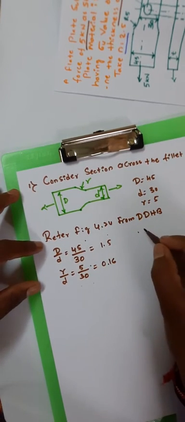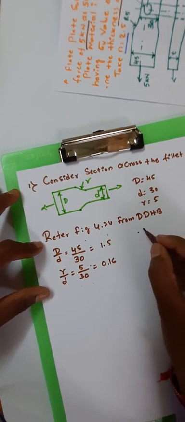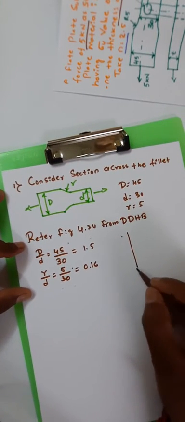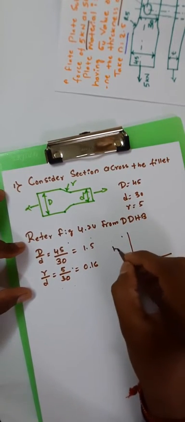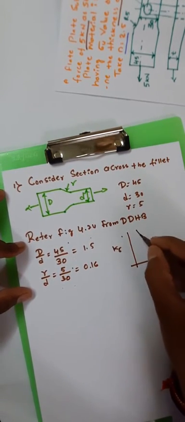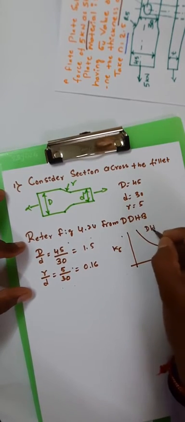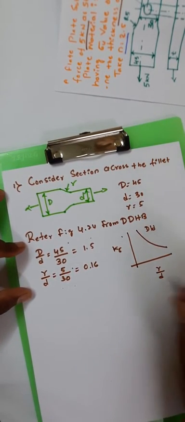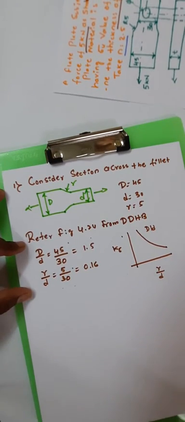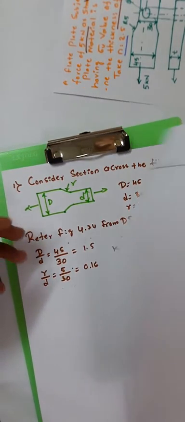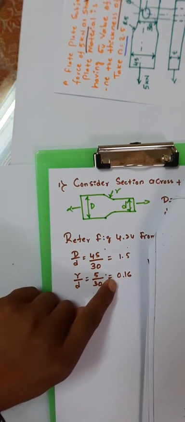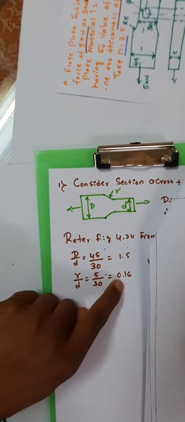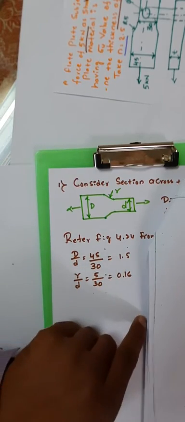Okay, so from figure number 4.24 from the design data handbook, in the x axis we have r by d, and in the y axis we have k sigma. Here we have capital D by d. So with respect to the fillet, consider the section across the fillet. Now you see here, r by d on the x axis is 0.16, and capital D by d is 1.5.